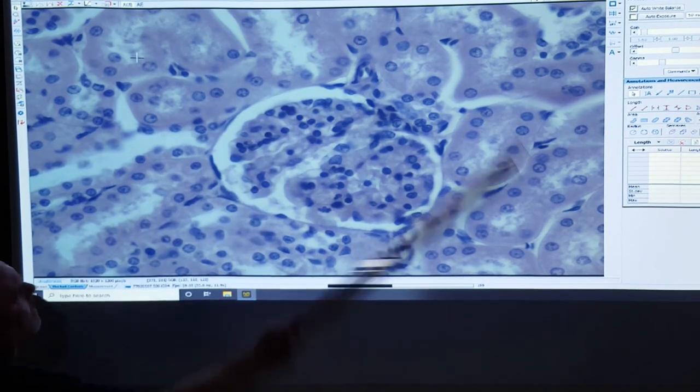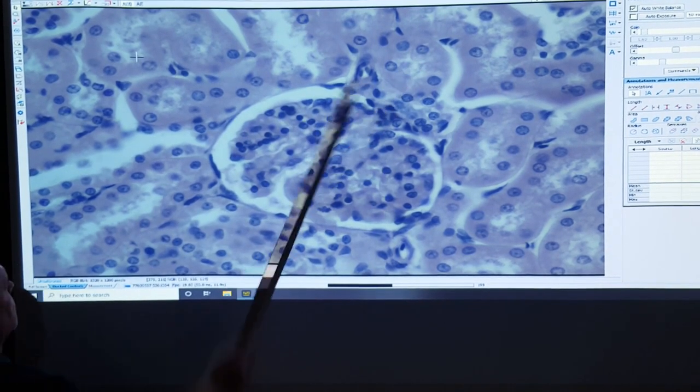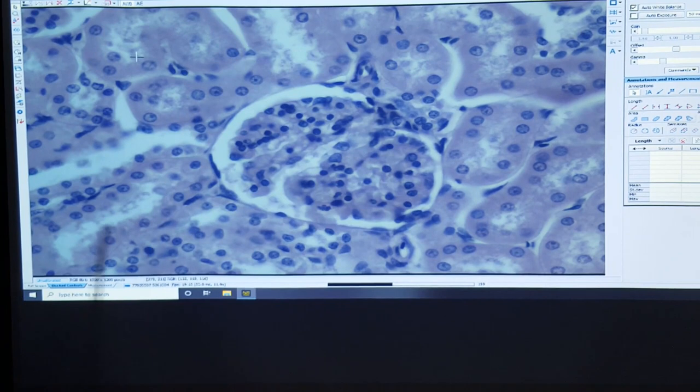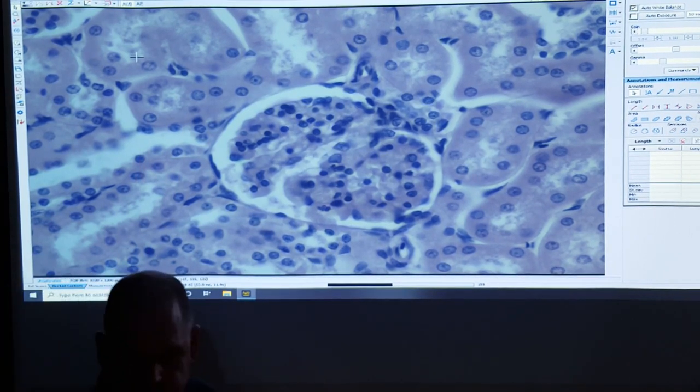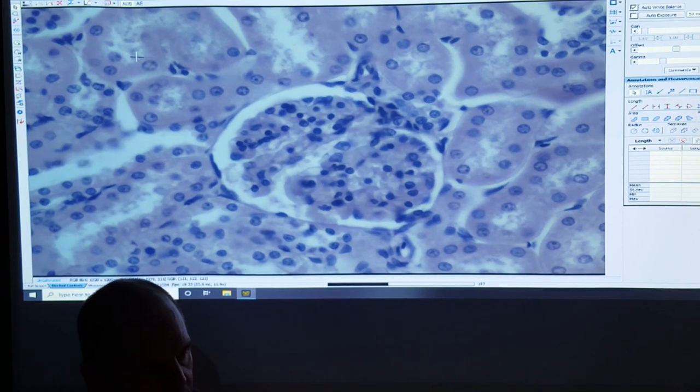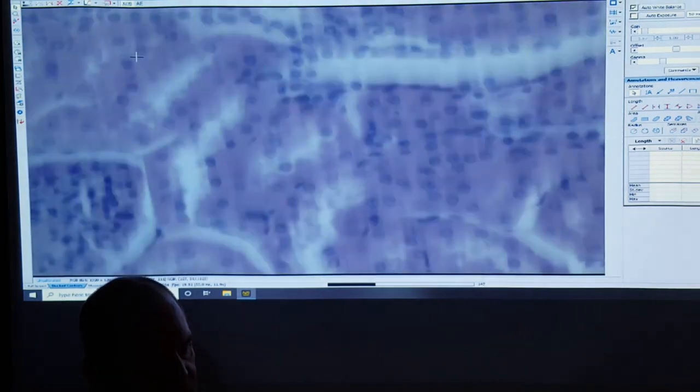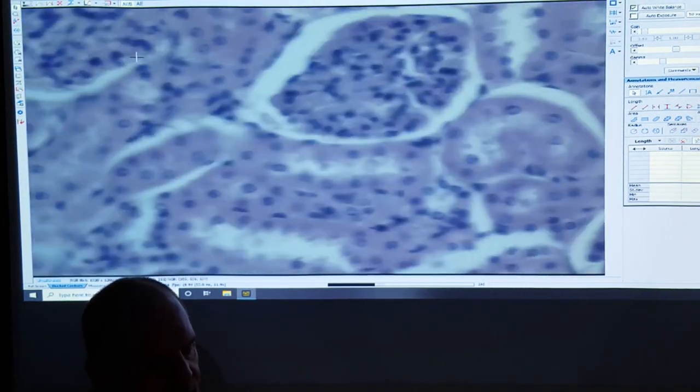Glomerular capsule, proximal convoluted tubule. Distal convoluted tubule, distal convoluted tubule.